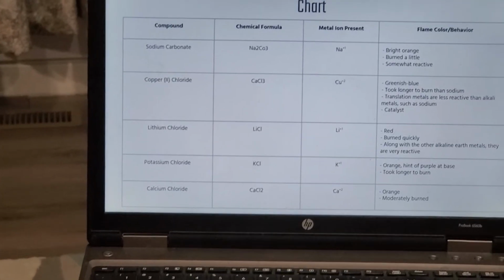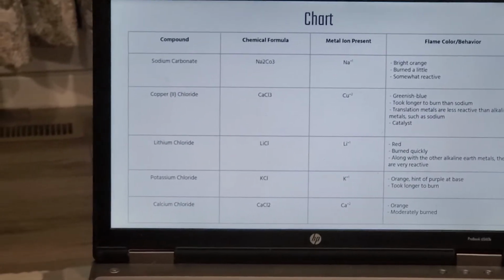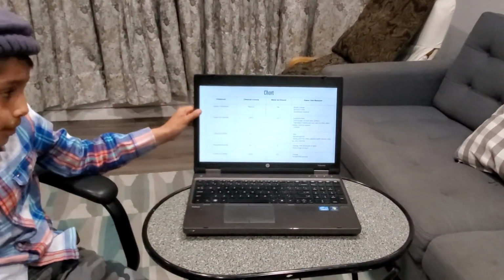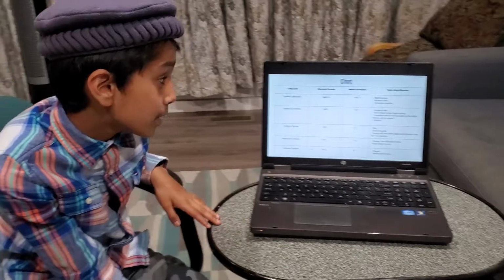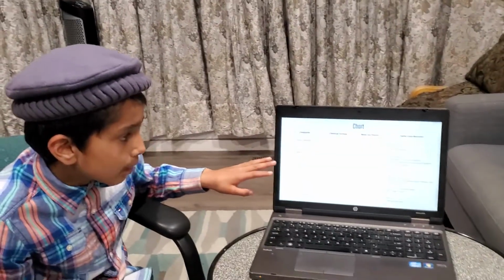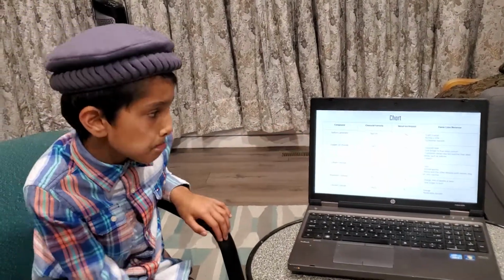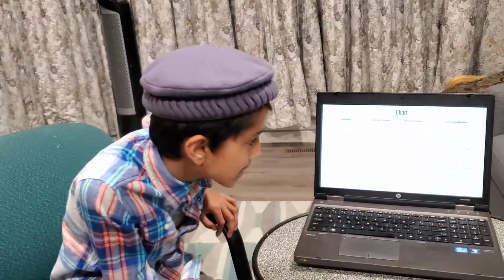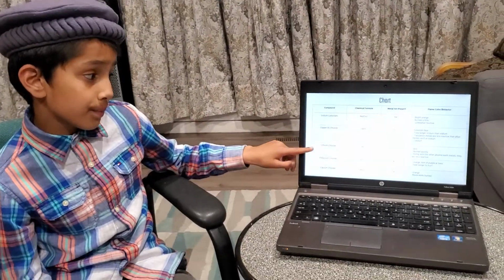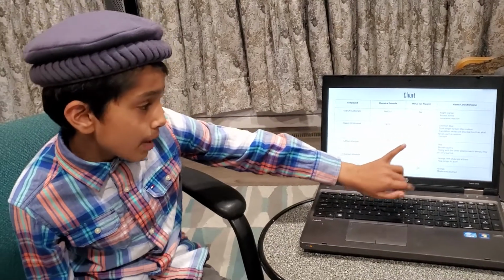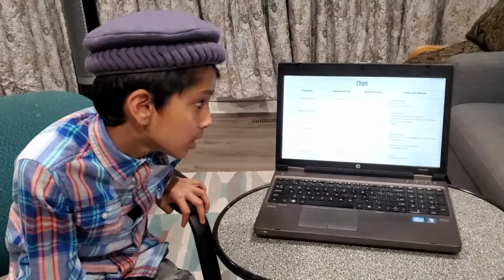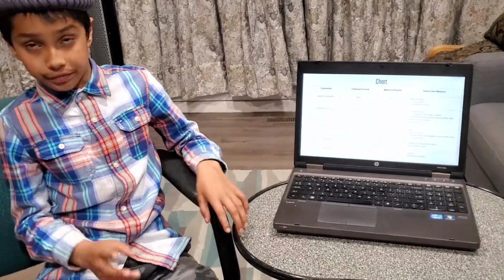Copper chloride. I observed it was greenish blue, and it took longer to burn than the sodium. I figured out transition metals are less reactive than alkali metals such as sodium, and it was catalytic. Lithium chloride. The color changed to red. It burned very quickly. Along with the other alkali and alkaline earth metals, they are very reactive to the flames.